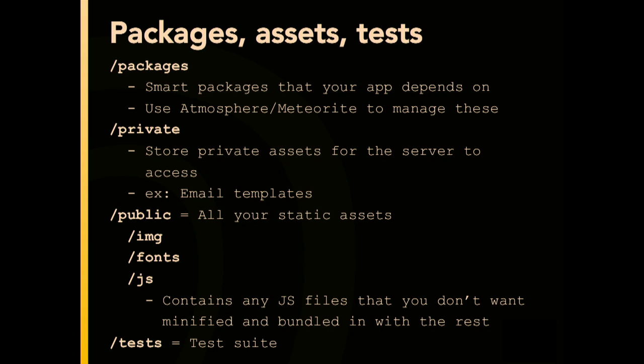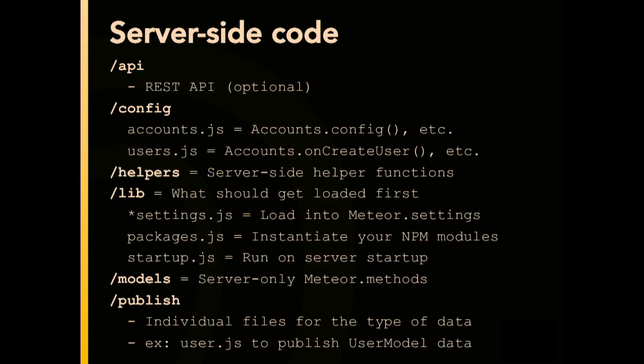And you have these two folders called private and public. Private is exactly what it sounds like. It's files that are private that you want access to on the server, things like your email templates, raw files that you just want to load directly. And public is all your public assets. And then obviously you have your test suite that you can add, and I'll get into that later.